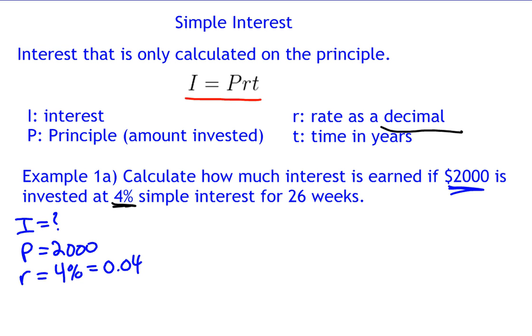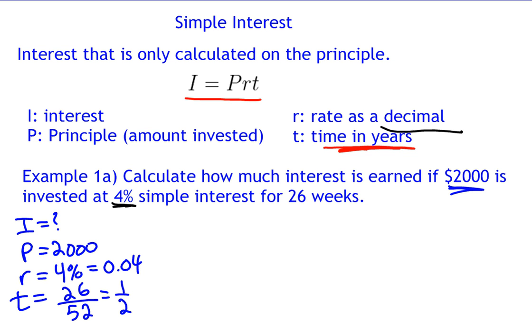And then the last thing that we need is T, the time. It's for 26 weeks, but don't forget the time here has to be given in years. So 26 weeks is a fraction of a year, and that fraction of a year is 26 out of 52, or in this case, that happens to work out to 1/2. We can reduce that fraction if possible. If you can't, then you can just leave it.